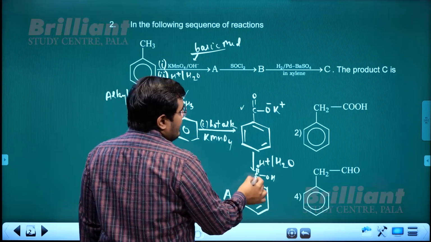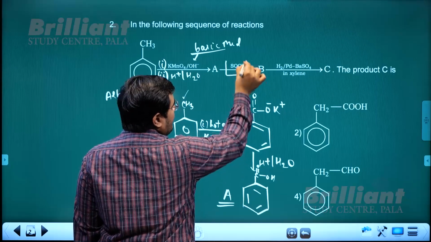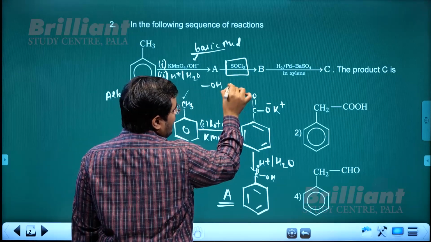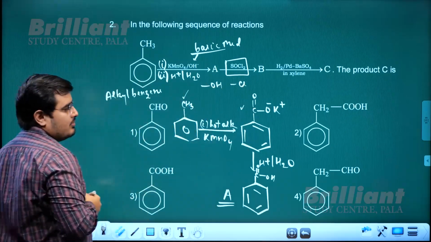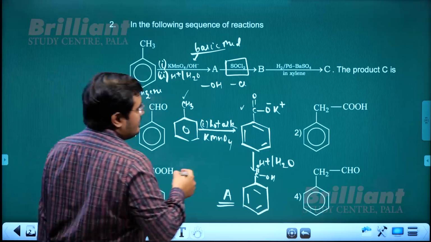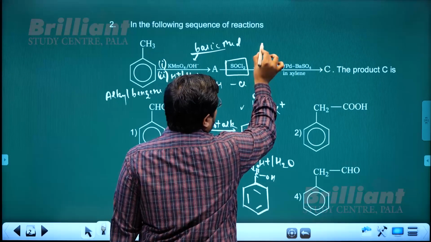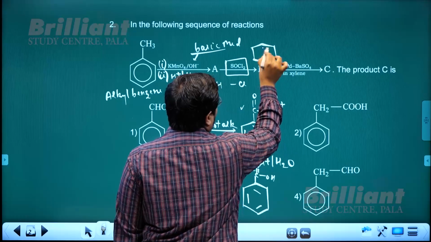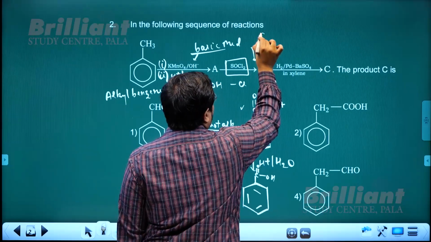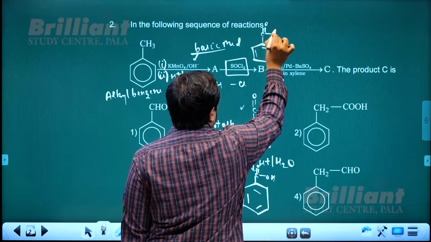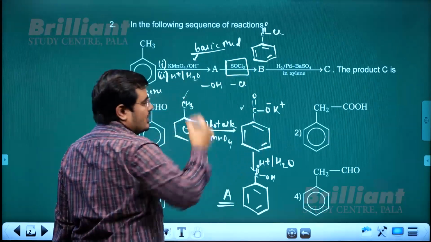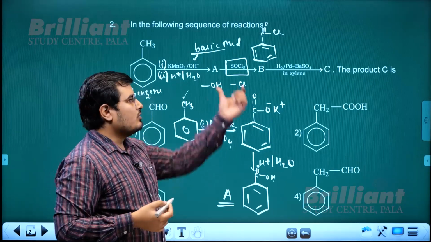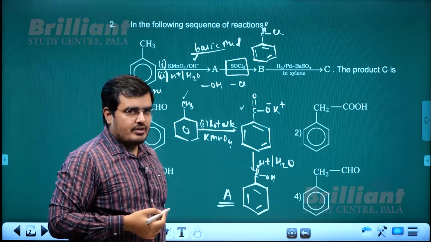Now a carboxylic acid, when treated with thionyl chloride, we know thionyl chloride is actually used for replacing an OH group by a Cl group. So I hope you can answer what will be the structure of B. B is going to be an acid halide, or we know that a carboxylic acid can be converted into acid chloride by using thionyl chloride, PCl3 or PCl5, out of which thionyl chloride is the most preferred one.